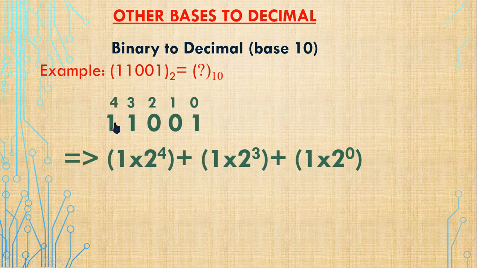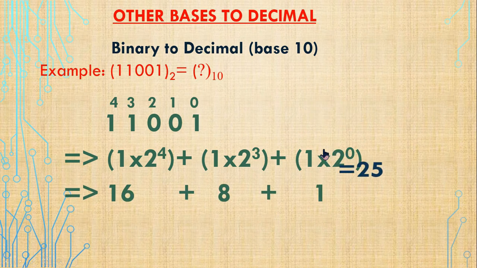So now we take this 1 times 2, which is the base, raised to the power 4, plus this 1 times 2 raised to the power 3, plus this 1 times 2 raised to the power 0. Now anything times 0 will give you 0. That's why we do not include those terms, for easier simplification. If we do all this, we'll get 25 as our result.